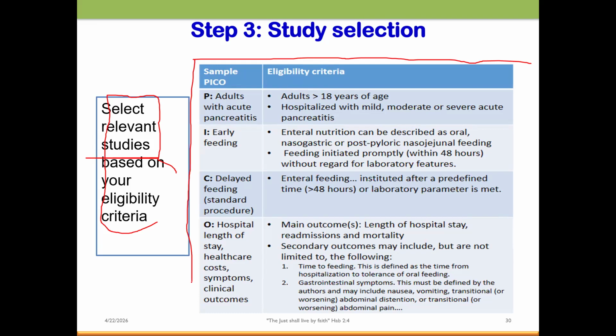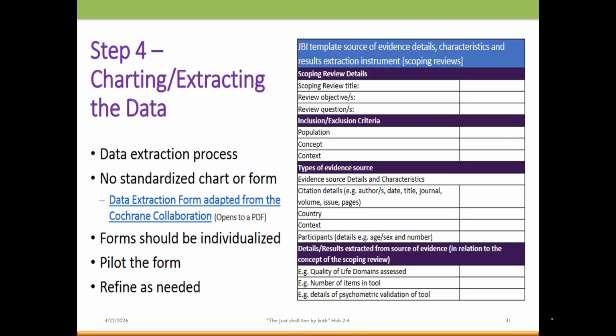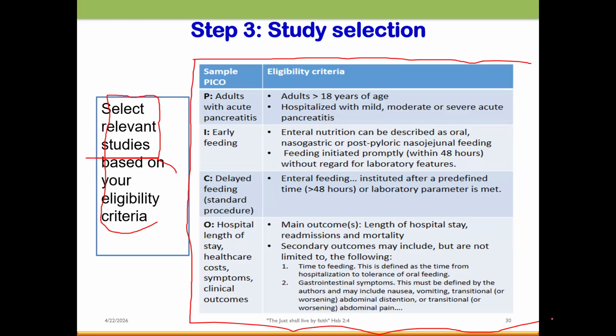And then, of course, we are not going to spend a lot of time on it. We will have another session for systematic reviews, and we shall look at these things. And then we have step 4. But the key point here in study selection is to only select relevant studies based on your eligibility criteria.